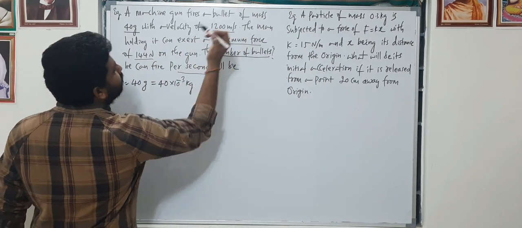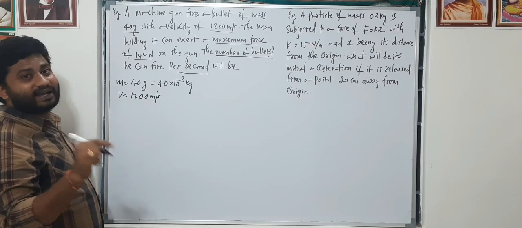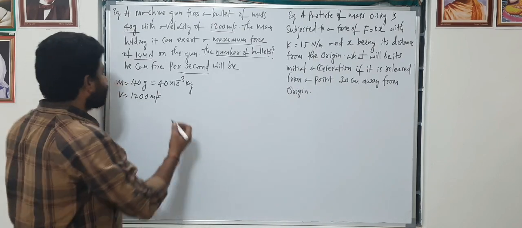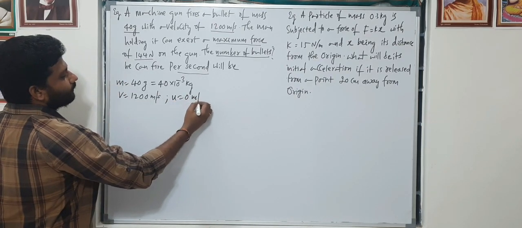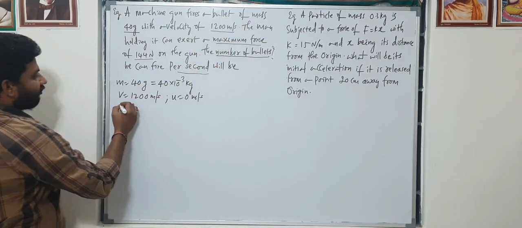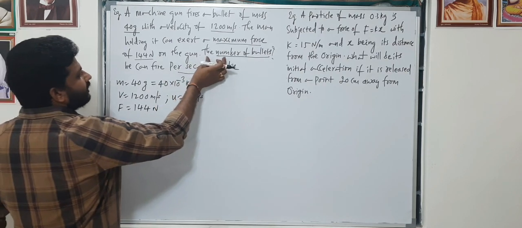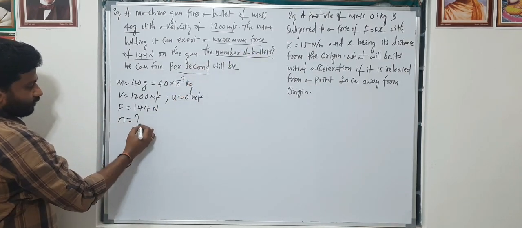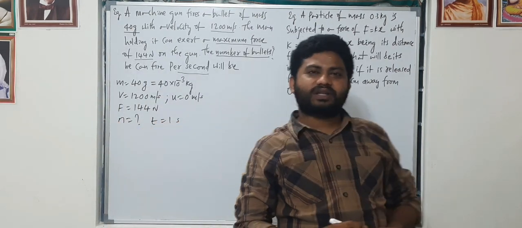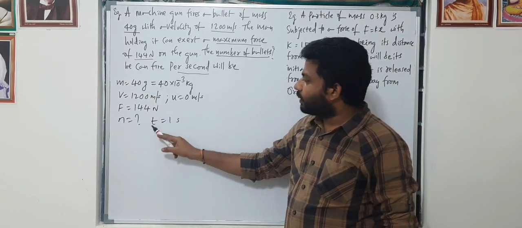Now, velocity is 1200 meters per second, and it's the final velocity of the bullet, because before firing, the initial velocity of the bullet will be 0. That we have just now discussed. Then the man holding it can exert a maximum force of 144 Newton. The number of bullets we need to find out, and the given time is equal to 1 second. Okay, what formula can be used here? We can use the formula F is equal to m into (v minus u) by t.